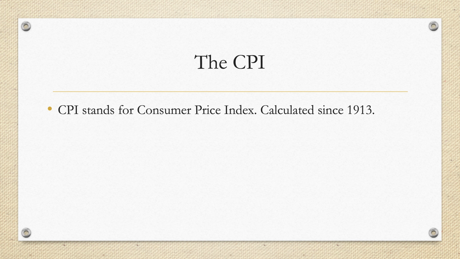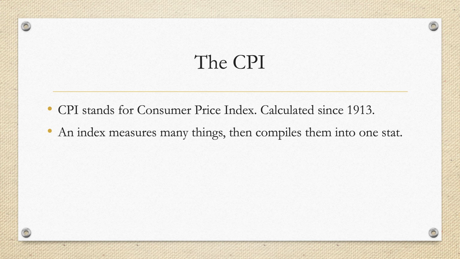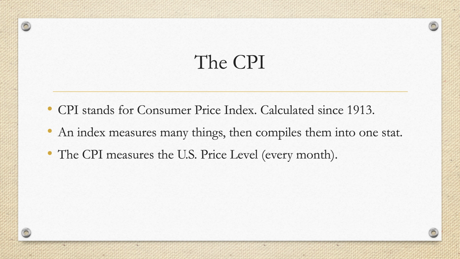Well, what is the general price level? To know the general price level, you would have to know the prices of everything. But that's pretty difficult. So what we do is we try to measure the prices of as many things as we can, and we compile that information into what's called an index. And an index, whether this one or any index, stock index, whatever, is something that measures a lot of things, but then compiles them into one stat. So we don't have to look at a ton of variables. All we have to do is look at the CPI, which is one number, and that tells us what we want to know.